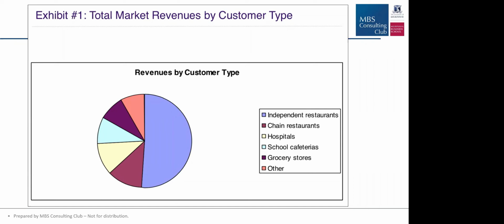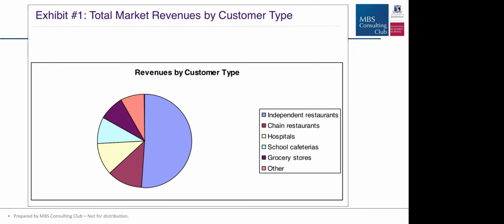Okay, so this exhibit is showing total market revenues by customer type. The different types of customers are independent restaurants, chain restaurants, hospitals, school cafeterias, grocery stores, and other. Independent restaurants make up the majority of the revenues for this business, closely followed by grocery stores. Now, I'd want to know from this what others are. So, just making sure I'm not missing any notes at the bottom.